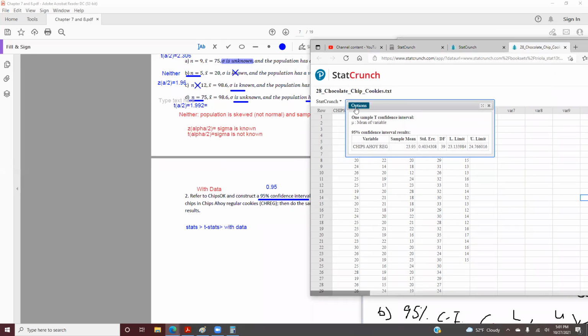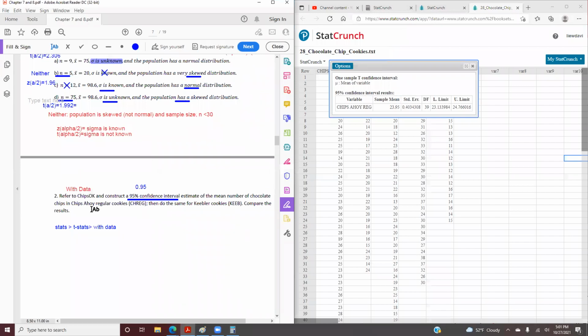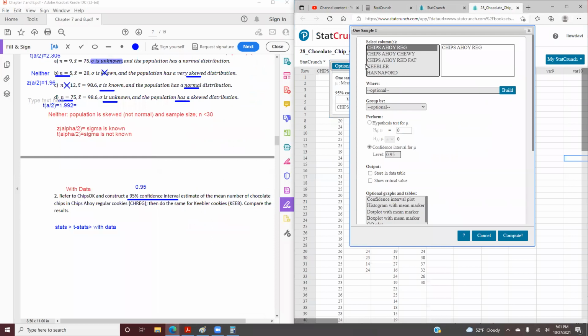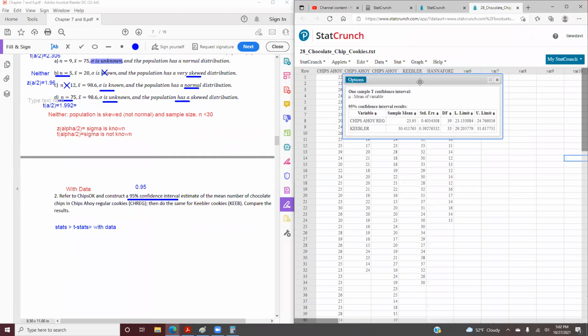And if you want to select more, because the question also wants us to do Keebler, right? The question wants us to do both of them. One is a Chips Ahoy and one is a Keebler one. So actually you can select both of these. So what you do is you go to Chips Ahoy and then you hold on to your control key on your keyboard and then click on Keebler. So now you've got 2 of them, and you hit compute. So you get two confidence intervals, one for each of these.